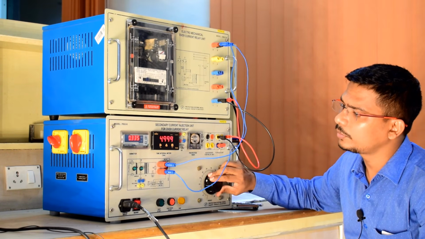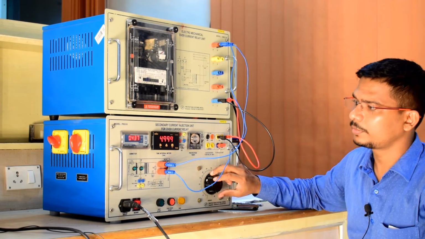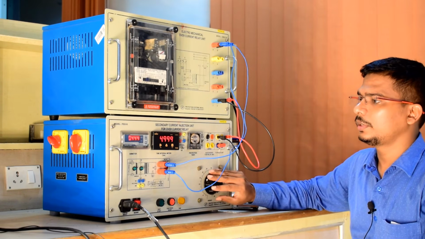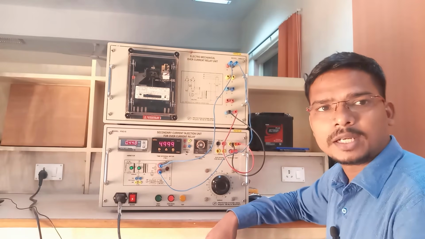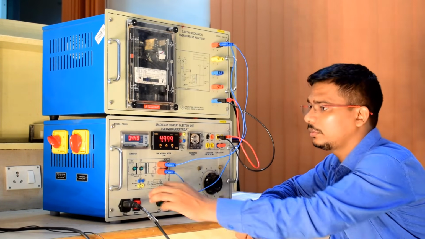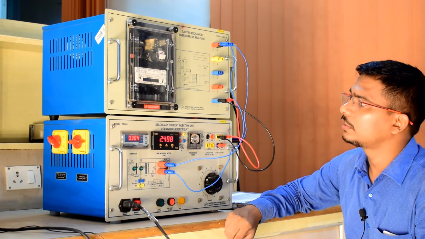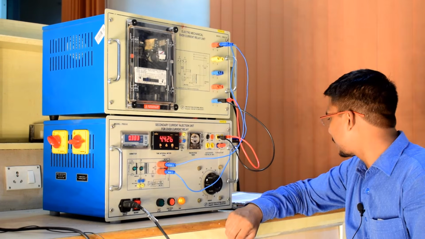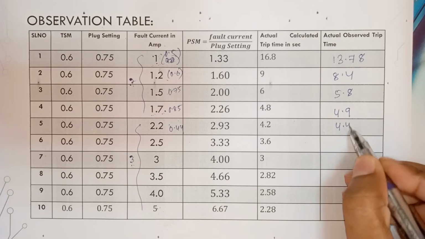So 0.44, 0.47, 0.46, 0.45, 0.44. Let me see, 0.44, 0.448. As you can see, we are seeing 0.448. So we give the current to the unit, and our expected trip time is 4.2 seconds, and we observed 4.4.